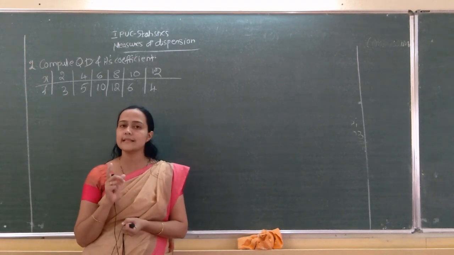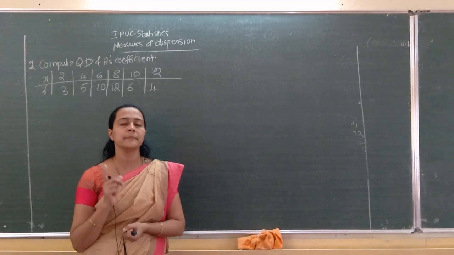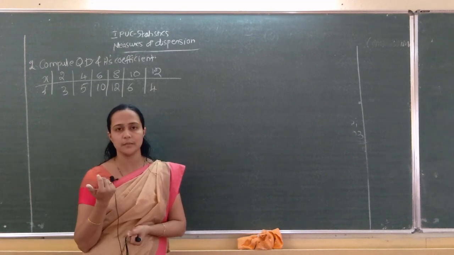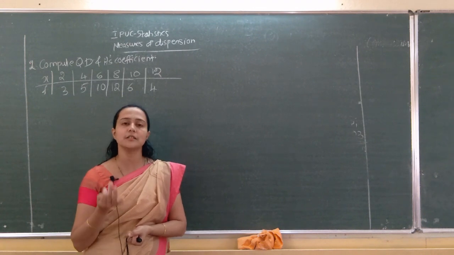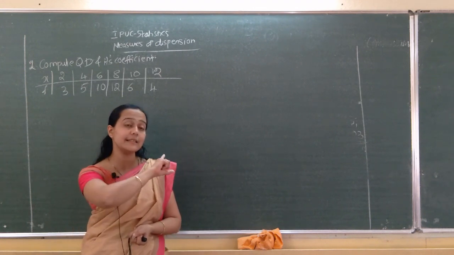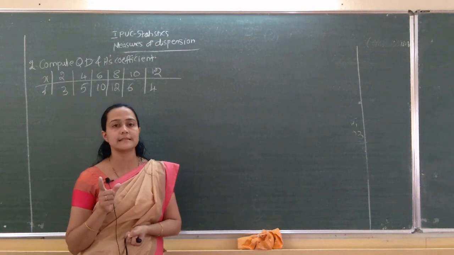When a discrete series is given, what do we have to do? How to find QD? The QD formula is the same, Q3 minus Q1 divided by 2. For that we have to find Q1 and Q3. For finding Q1 and Q3 in a discrete series, what do we have to do first?